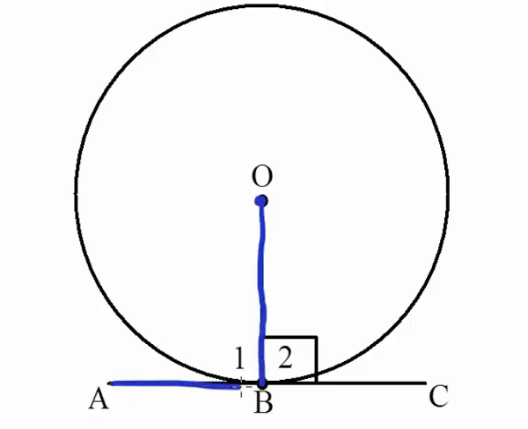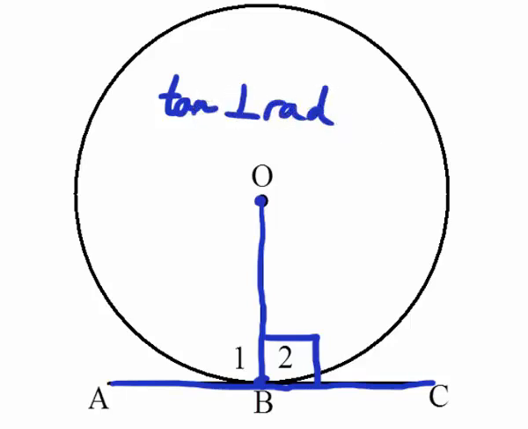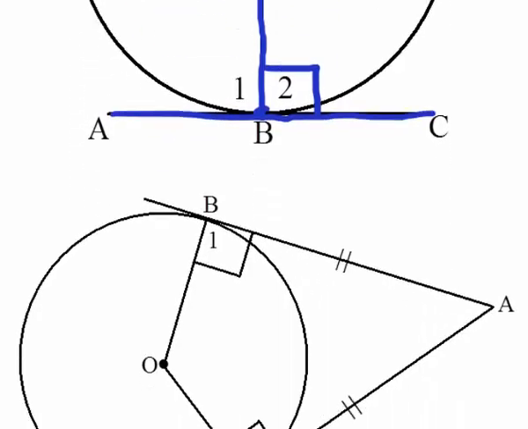Remember, what is a tangent? It's a line that touches the circle at one point only. And what do we know? That the tangent is perpendicular to the radius. The tangent is perpendicular to the radius at that point of contact there.